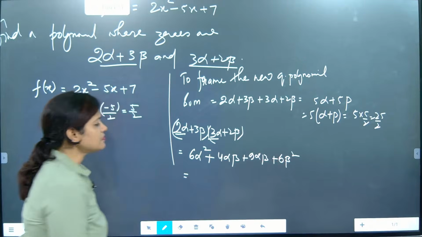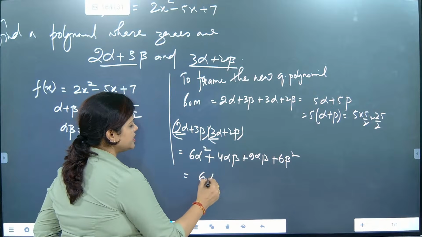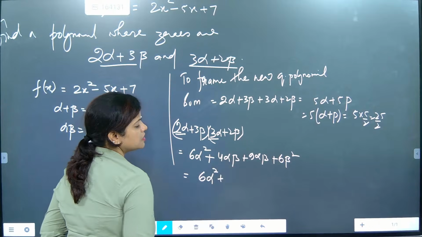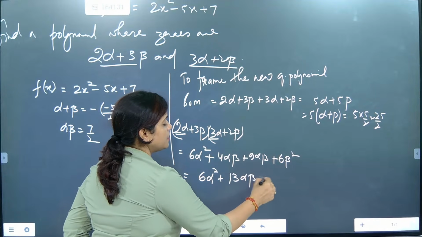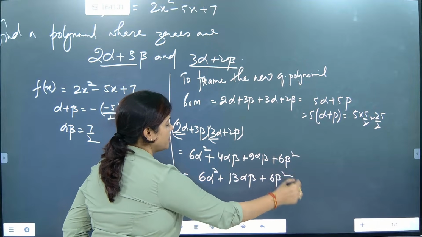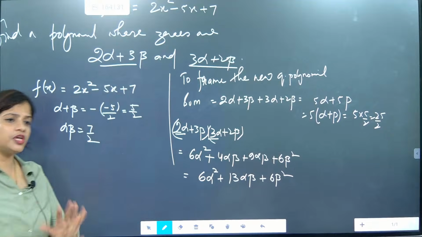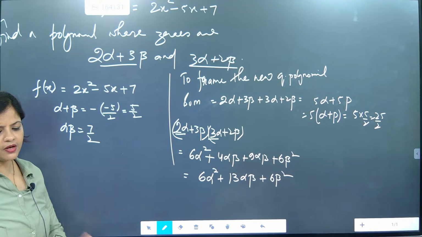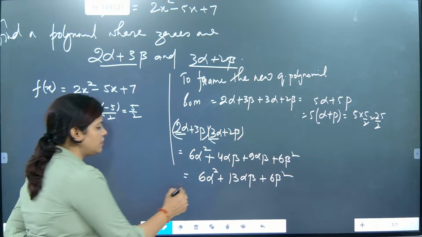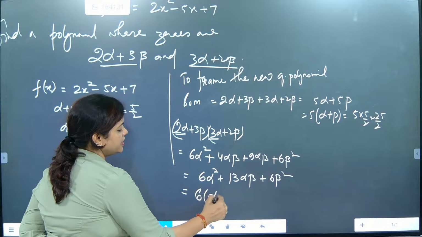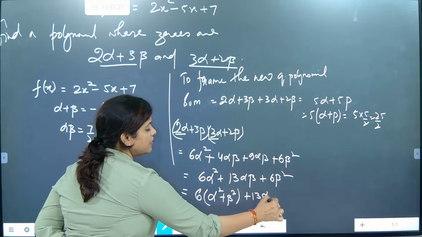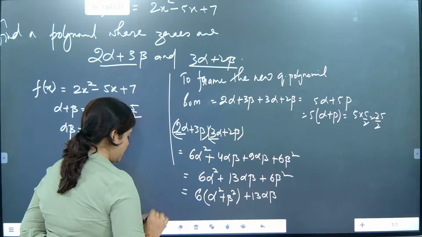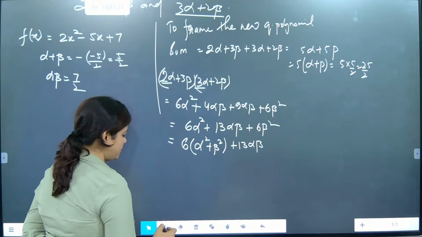Check this one out nicely. 6 alpha square plus 13 alpha beta plus 6 beta square. See, 13 alpha beta, you keep it as it is. Now, alpha square and beta square need treatment. So, what type of medicine it needs? Alpha square plus beta square coming plus 13 alpha beta. Here only you will need some medicine for alpha square plus beta square.